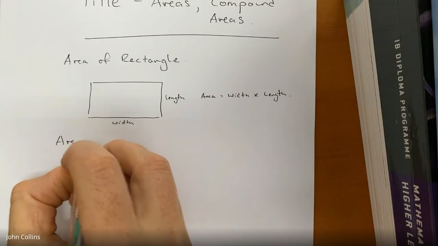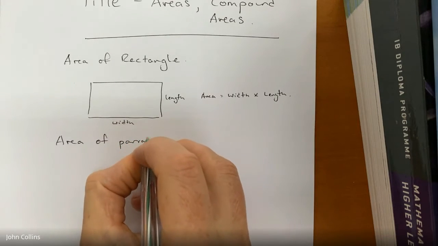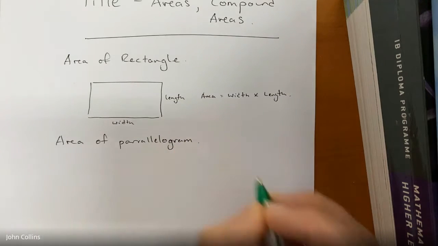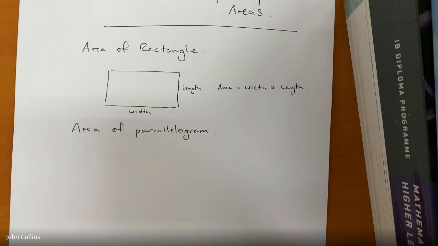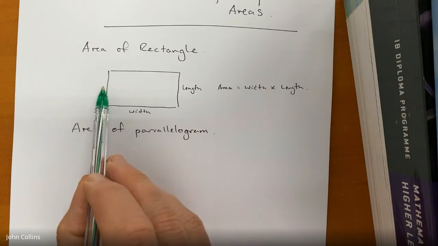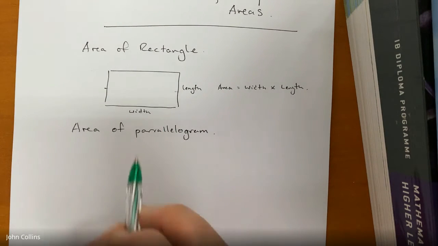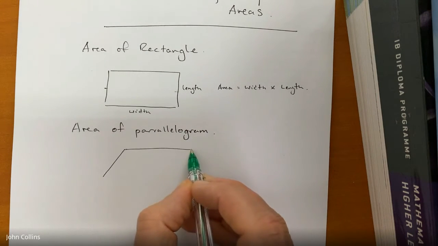Now, another area we need to look at is the area of a parallelogram. A parallelogram would be a rectangle that's pushed out of shape. It has the same dimensions, so the lengths are going to be the same and the widths are going to be the same, but it's just pushed out of shape, so it looks something like this.